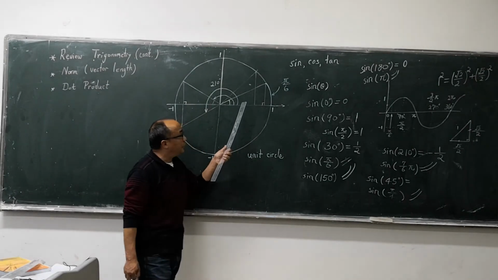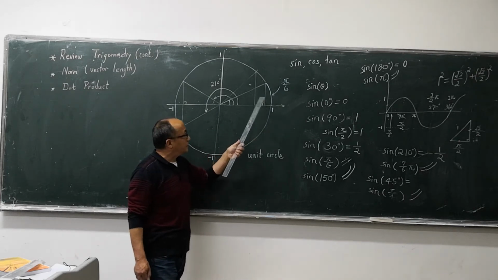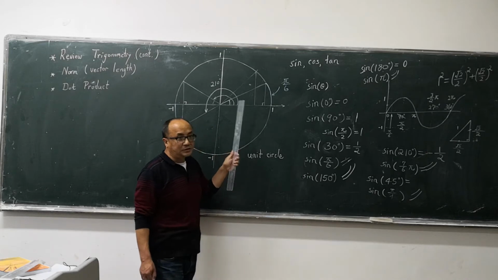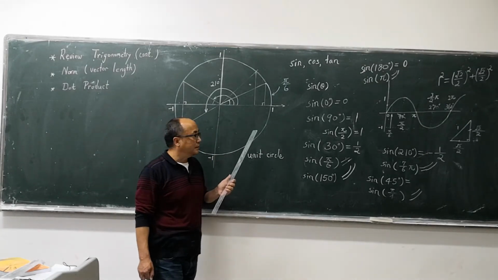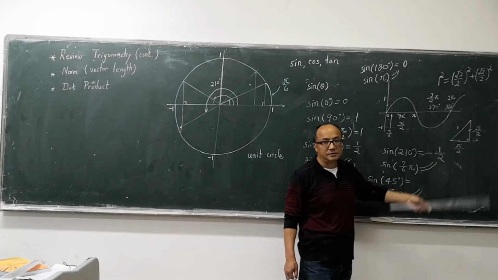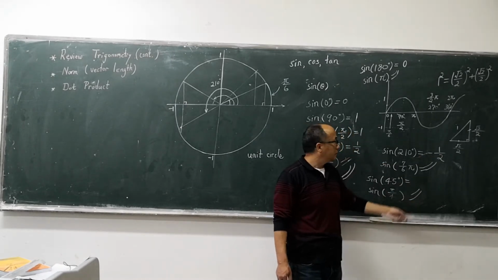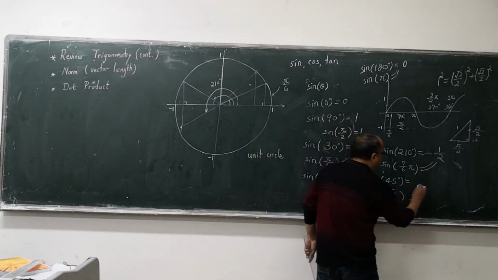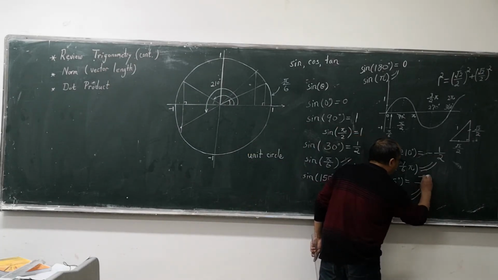For 30 degrees, you're very good. 45 degrees is also a special angle. The value, you need to memorize it. Write it in your notebook.